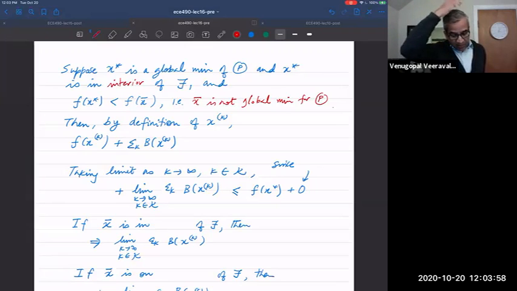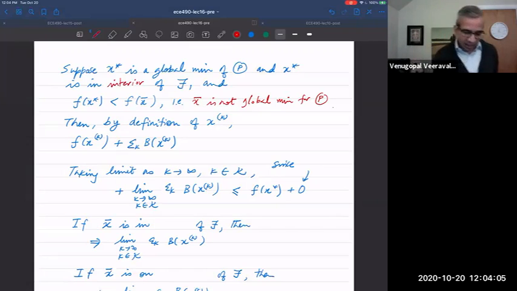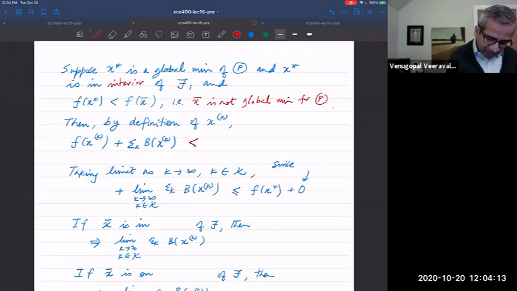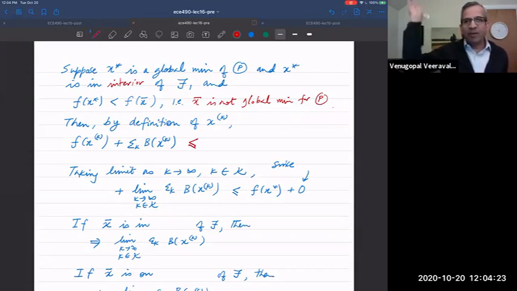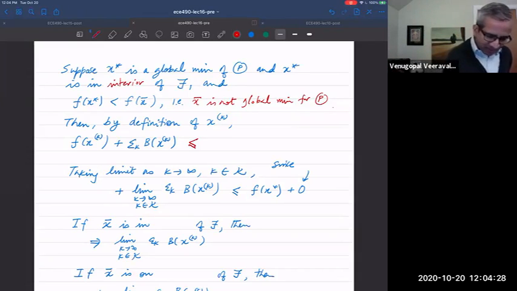Okay, but then let's look at what xk is doing. xk is minimizing f of x plus epsilon b of x. So f of xk plus epsilon b of xk must be less than or equal to f of x plus epsilon b of x for any x, including x star. Because x star is for some other optimization problem, it's for P, and xk is solving Pk, which is a different optimization problem. So xk should be better than x star for the optimization problem Pk.